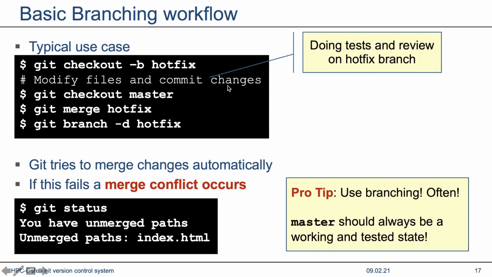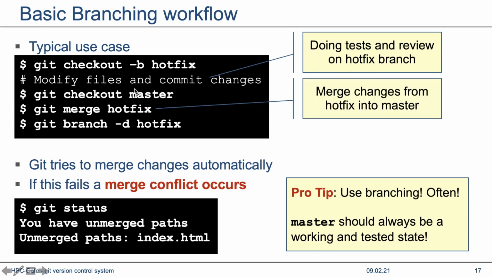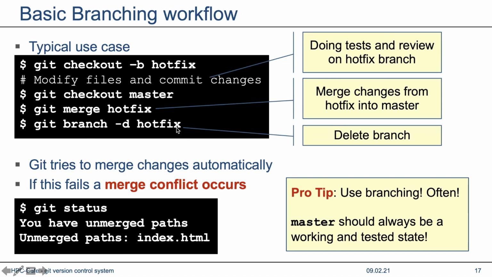And then when you are finished, you will check out again the master, and then you will merge the changes from hotfix into master by git merge hotfix. And finally, when you're done, you can delete the branch, because you don't need it anymore, to keep things clean. Of course, before you merge it in the master, you want to test it and validate it, or review it.